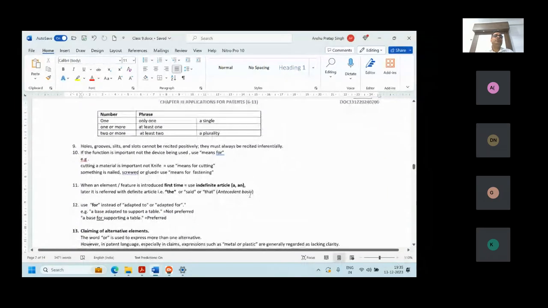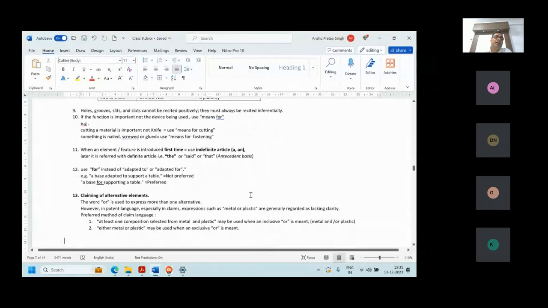Then, for example, you want to use "for". Sometimes, as legal people, we always use "adapted for" or "adapted to". It is not preferred. Replace "adapted to" and "adapted for", and use "for" directly.